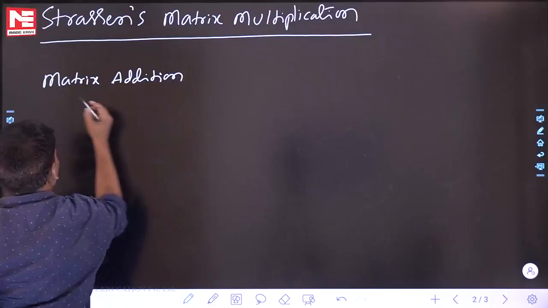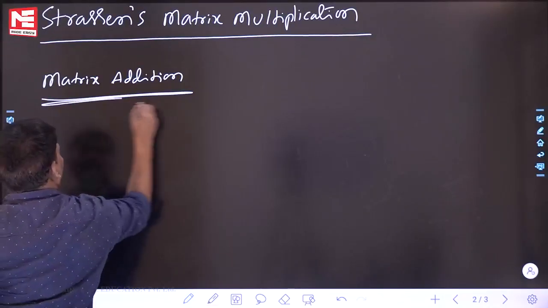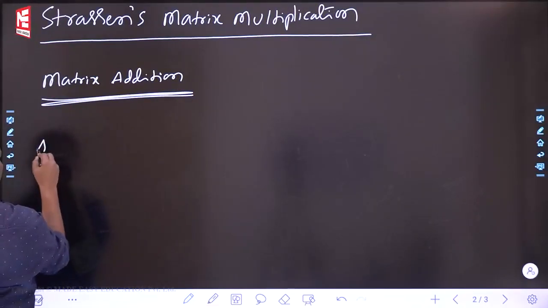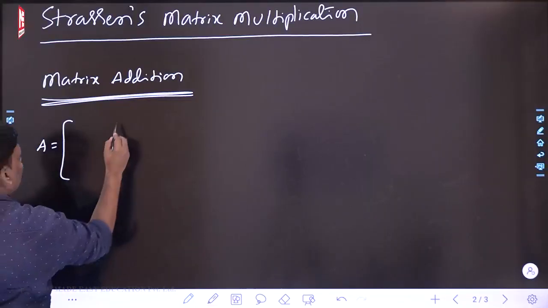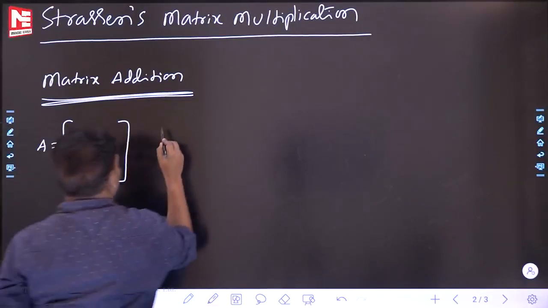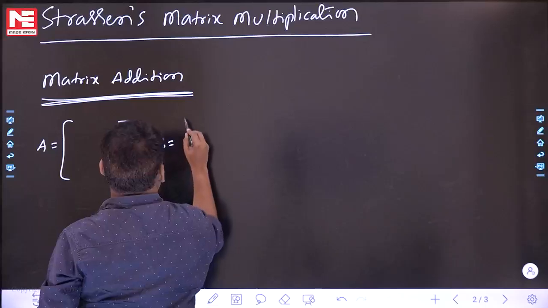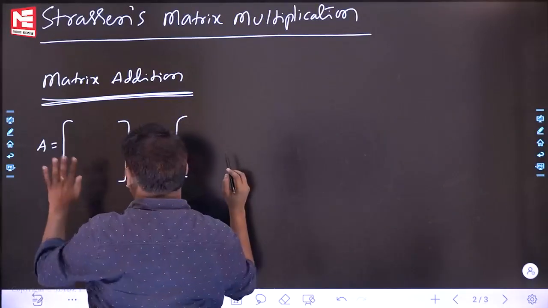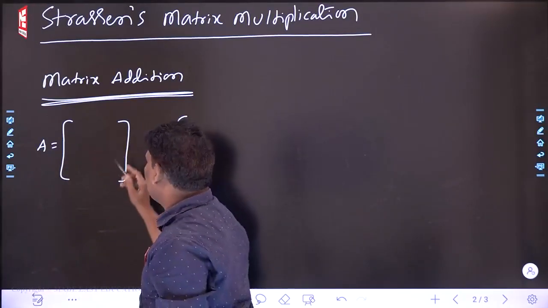I have to talk about matrix addition. I'm taking array A which contains n elements, and array B, or matrix, right? Matrix A which contains... so what is the size? Let me write. See this one.